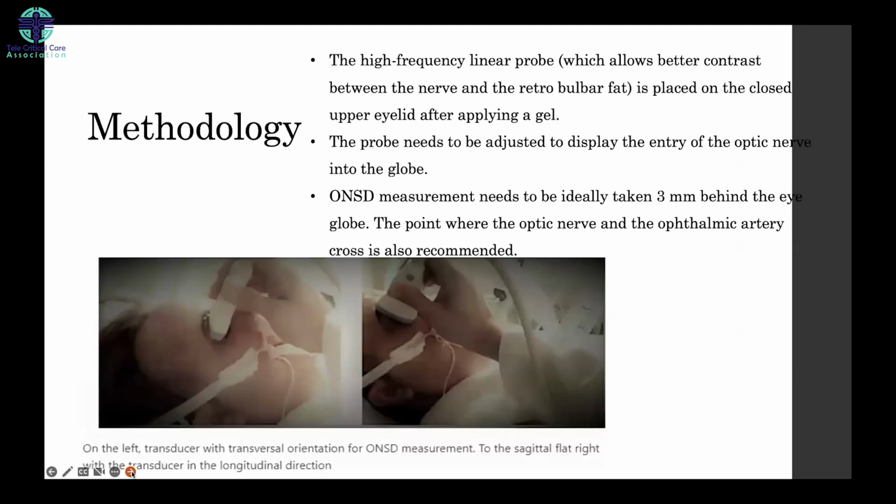So we use a high frequency probe of around 4 to 12 Hertz, because this allows a better contrast between the nerve and the retrobulbar fat. After applying the gel over the upper eyelid, the probe is placed and we monitor the optic nerve sheath diameter. The optic nerve sheath diameter is ideally taken 3 millimeters behind the eye globe. It is also said that it can be measured at a point where the ophthalmic artery is crossing the optic nerve. We can use the color Doppler to identify the ophthalmic artery, and this point can also be used to measure the optic nerve sheath diameter.